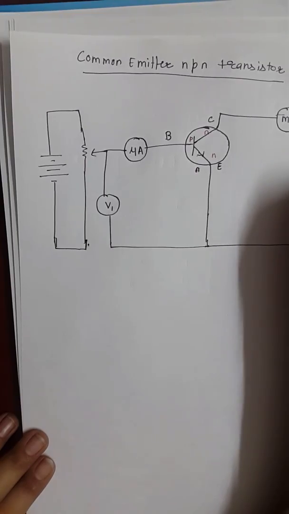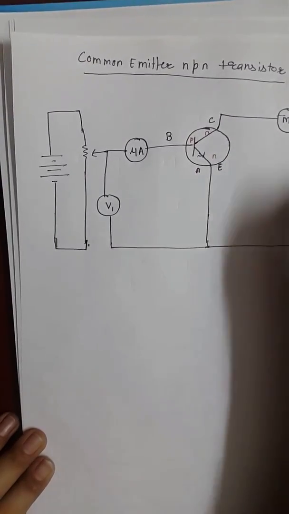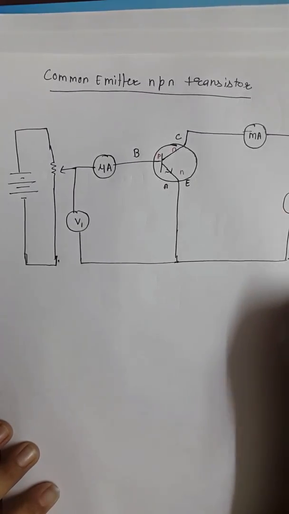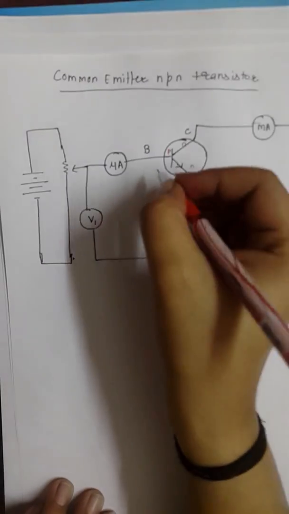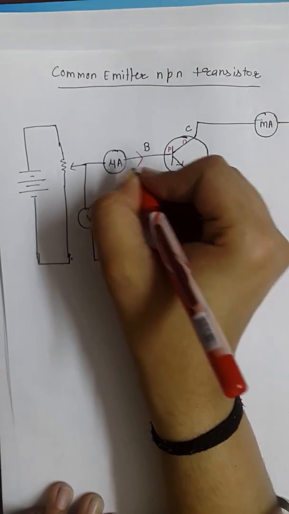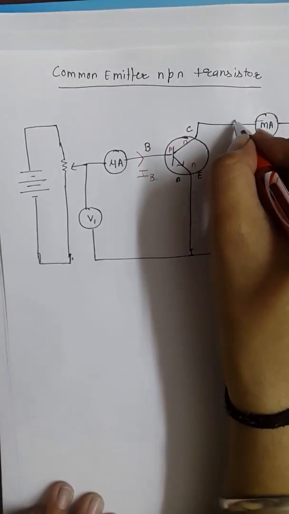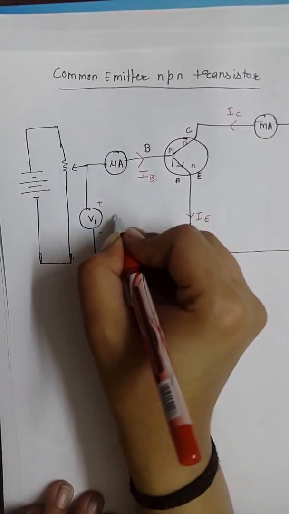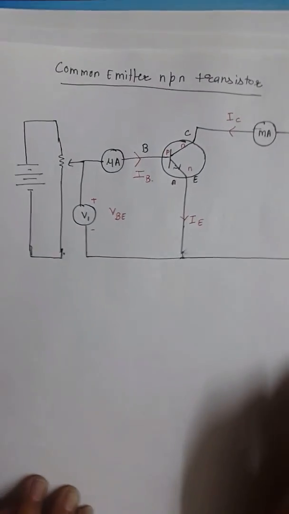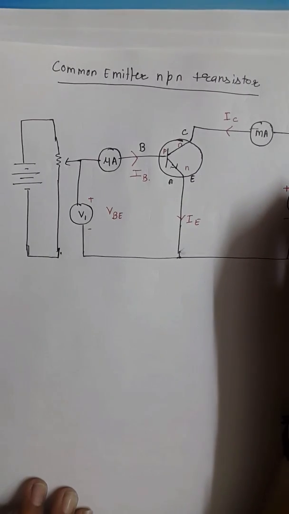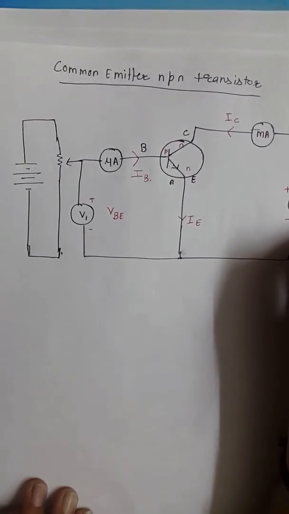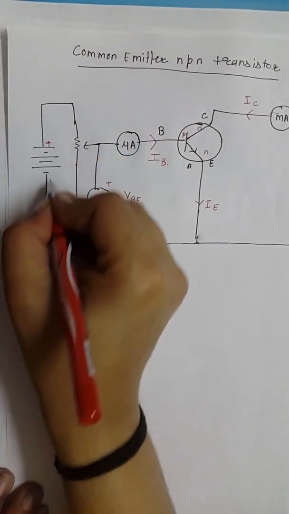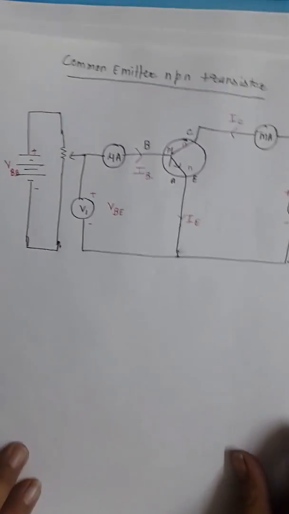Once again this is connected to a rheostat which is connected to my original battery. Let's mark each battery and let's mark the flow of current. This is my base current which is coming from this side. So this is my IB. This is my IC. And this one is my IE. This is V1, positive and negative, which will measure my VBE, the base emitter voltage. This is my V2, positive negative. This will measure my VCE. Once again I have a battery over here which is named VCC and this battery is VBB.